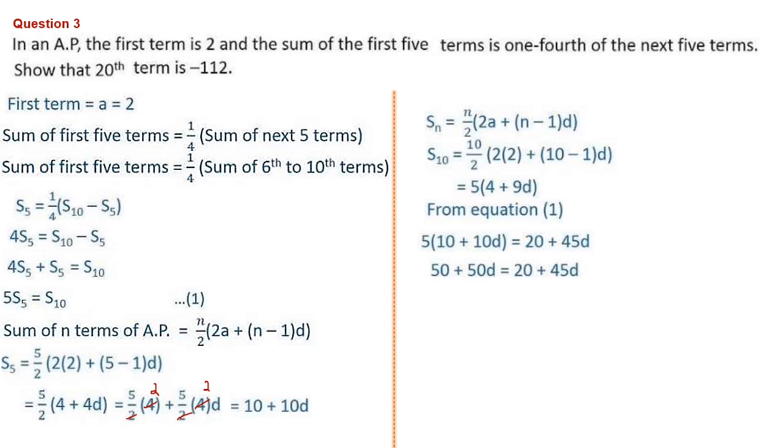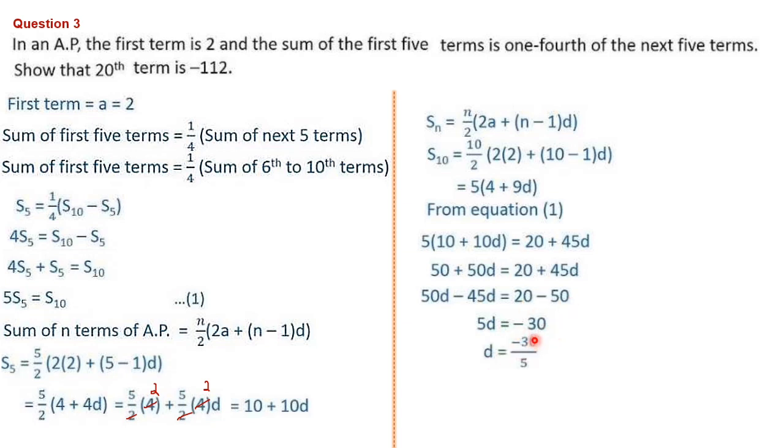Then remove the bracket, 5 into 10 is 50, plus 5 into 10 is 50d, is equal to 20 plus 45d. Bring the like terms together. Here there is a 50d; this 45d comes to the left side as minus 45d. Then equal to 20; this 50 comes to the right side as minus 50. So 50 minus 45 is 5d, equal to 20 minus 50, which is minus 30.